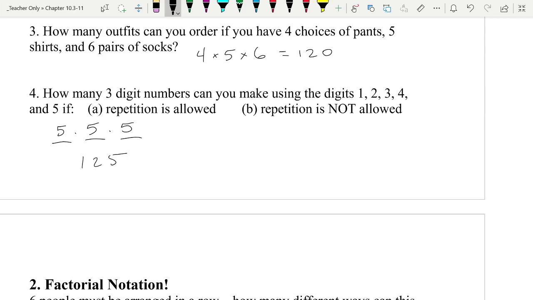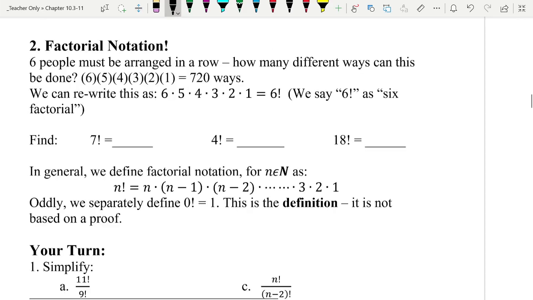My B answer, well, there's 5 digits I can pick for the first number, but then I can't have the same digit again in the second number. So down to 4. Then I can't have either of those 2 digits in my third number, so now it's down to 3, and the answer is 60. Notice there's a fairly big difference between when repetition is allowed and when it's not. All right, notice how often we're going to have things like this: consecutive numbers multiplied together, and that's why we need a symbol for it.